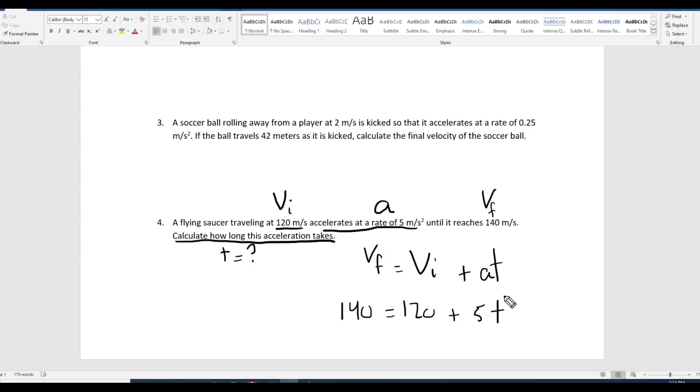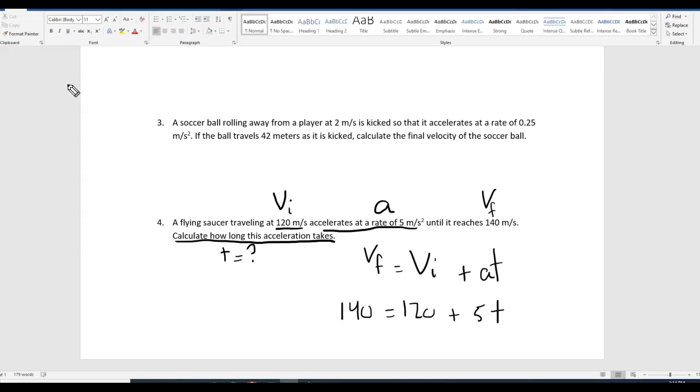Now make sure that you're using your algebra skills that you've developed over the years. You cannot combine like terms here. This is not 125T. This 120 cannot be added to this 5. You can't add apples and oranges together, right? These are not like terms. 120 is just a number. This 5 is attached to the t, so you cannot combine the 120 and the 5.